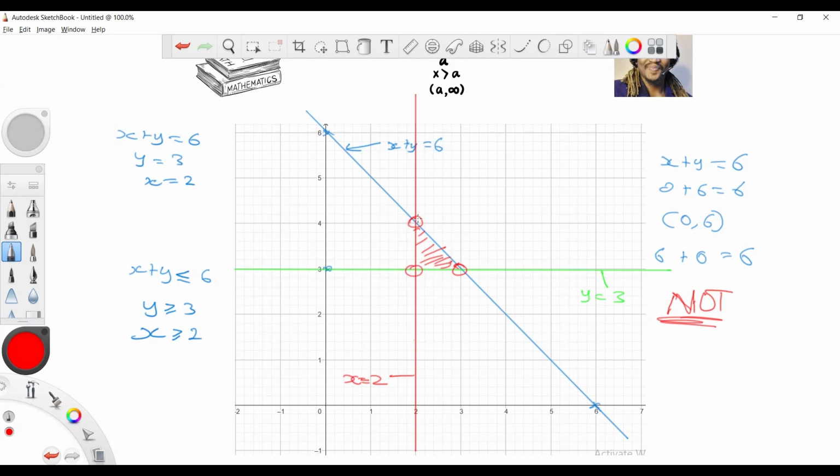Okay, for x plus y less than or equal to 6, what we're looking for is points that are below the line. Okay, points that are below the line for this one. So let's take the blue color. We need points that are below this line.